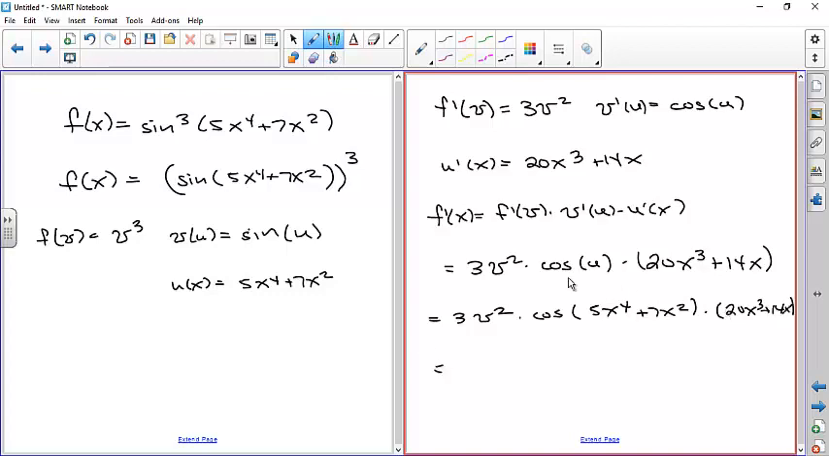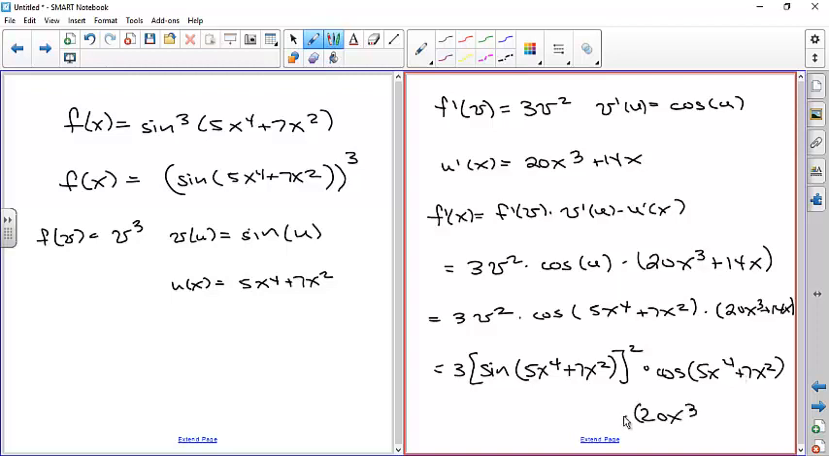And then finally, this is v. Where's v? v is the sine of this thing. So you get 3 times v, which is going to be the sine of, plugging u back in here, the sine of 5x to the fourth plus 7x squared, and that whole thing squared, times the cosine of 5x to the fourth plus 7x squared, times 20x cubed plus 14x. And so that should be the same thing that I got previously.